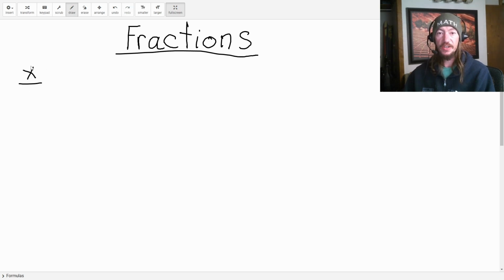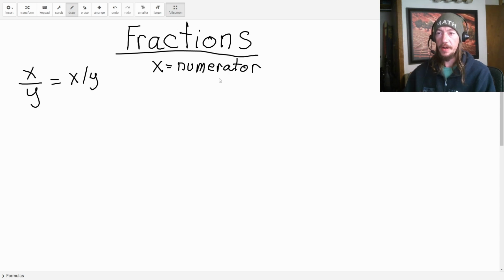So a fraction is just written as one number over another number. We usually read it as x over y. You might also see this with a slash like that. We call the number on top the numerator, and we call the number on bottom the denominator.